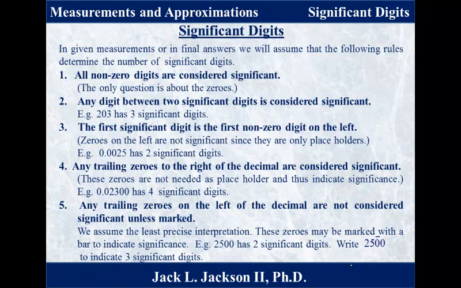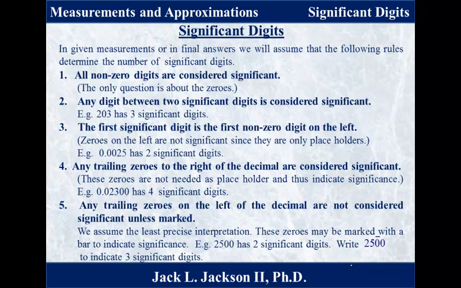So let's give some rules for determining whether a measurement that's given to you, or an answer that you give in a final answer, how many significant digits are in there. Okay, and we will assume the following rules that determine the number of significant digits. All non-zero digits in these numbers are considered significant. So there's no question about the non-zero numbers. It's only question is about the zeros.